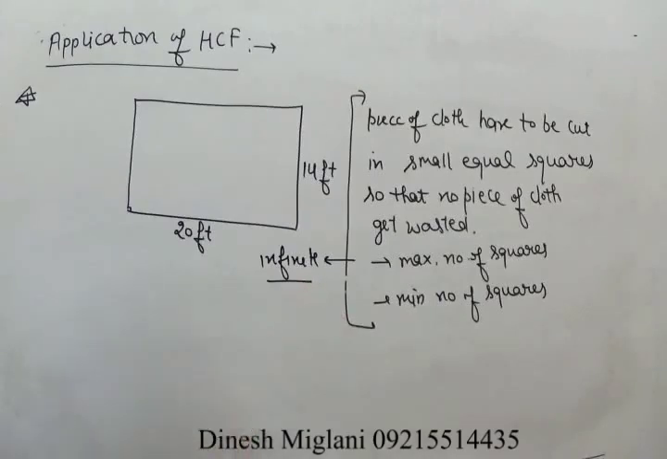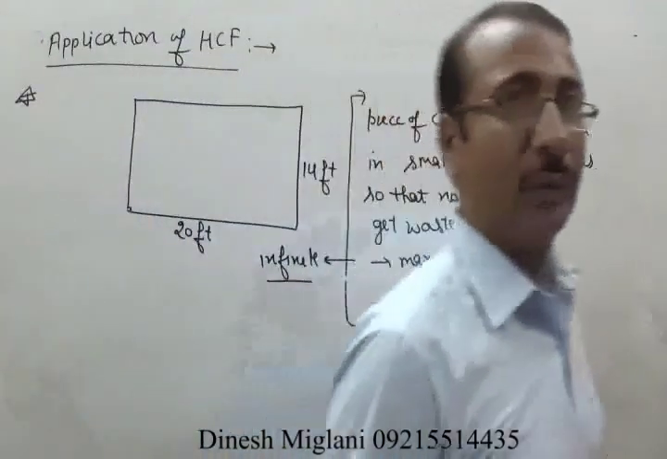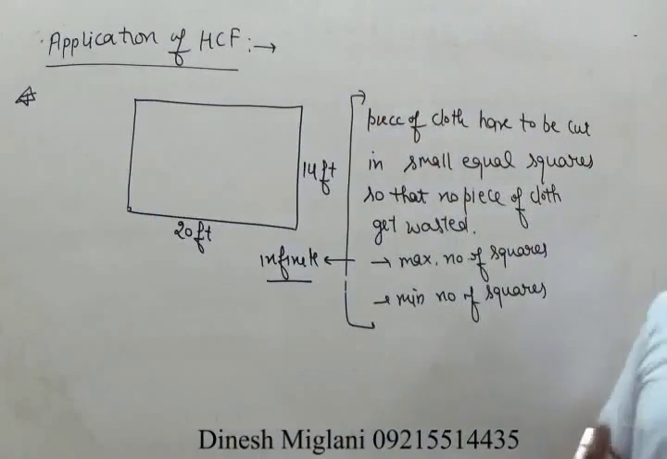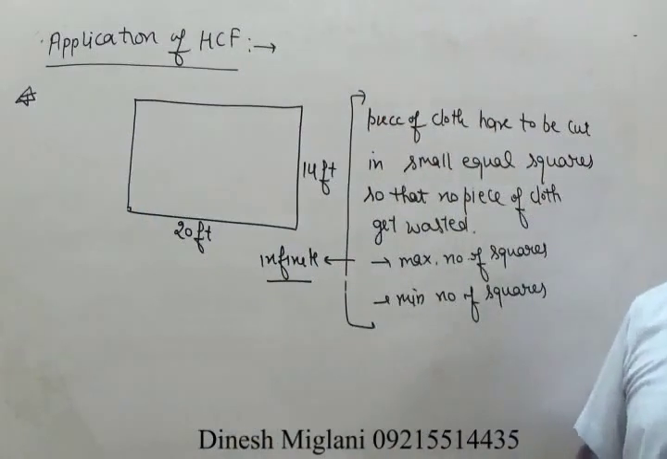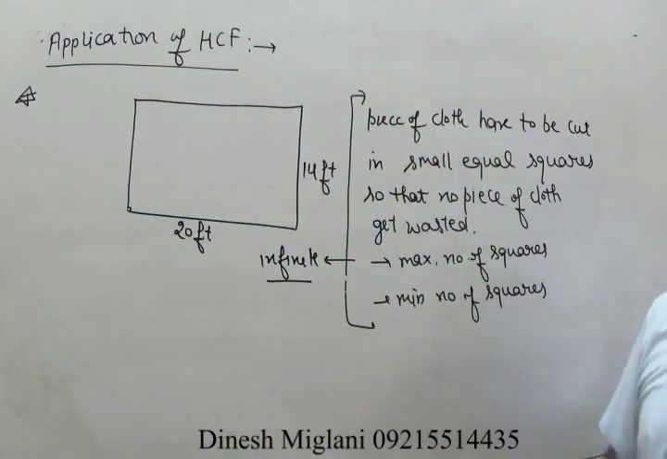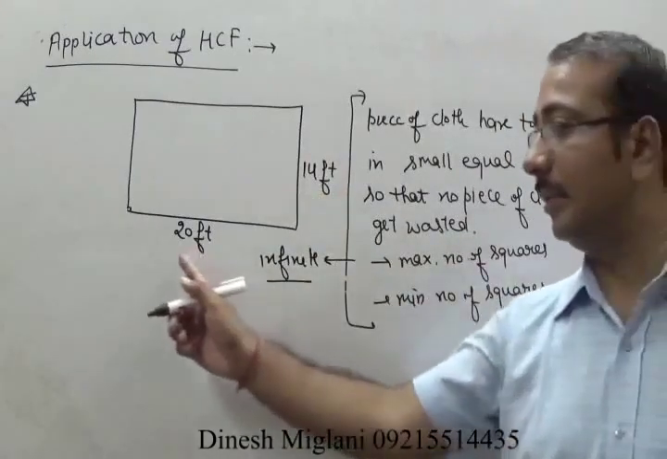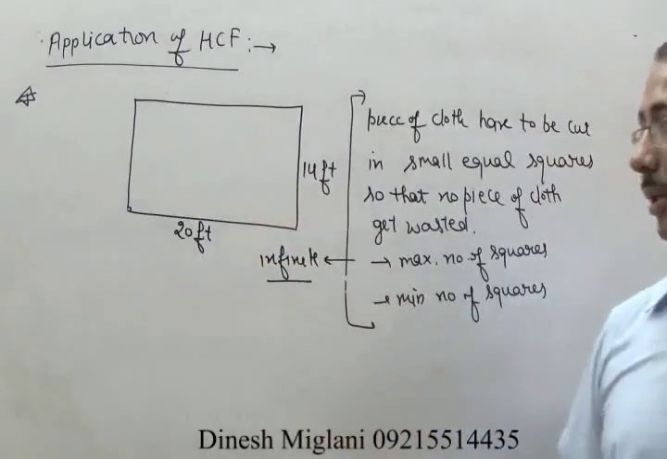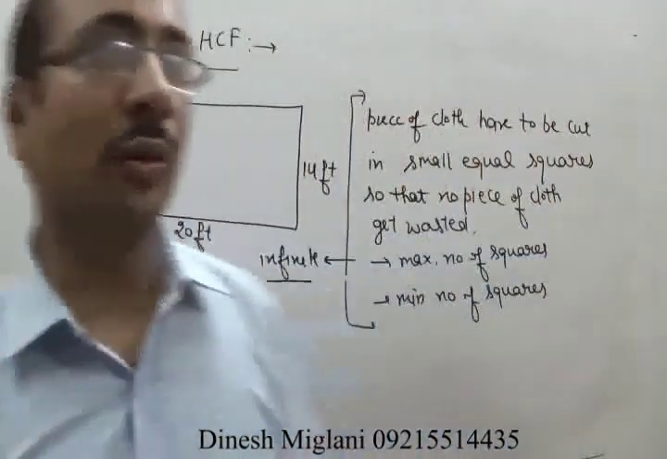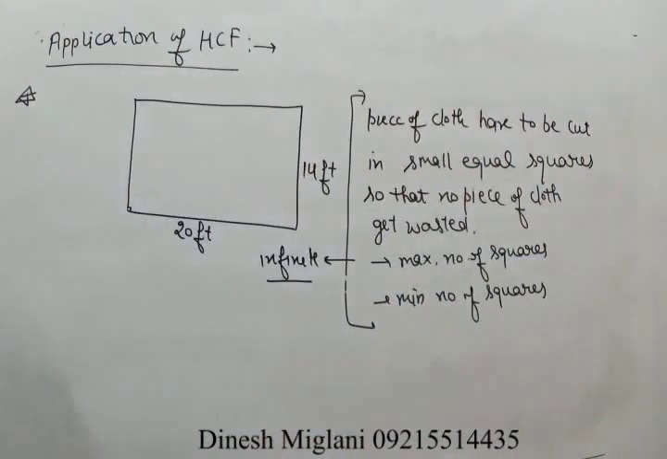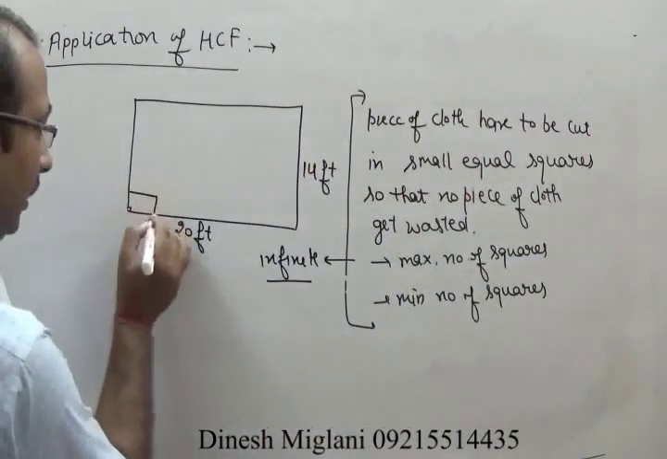The second question is to find the minimum number of squares. For the minimum number of squares, the side of the square must be maximum, right? And the condition is that no piece of cloth gets wasted. It means the side of a square is such a number that divides both 20 and 14 exactly. It means I need the HCF of 20 and 14, which is 2. So my square must have side 2.